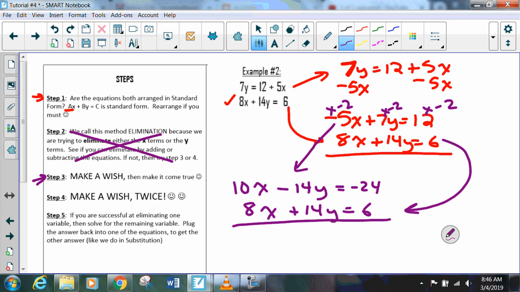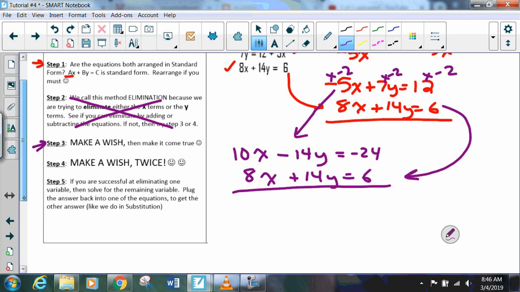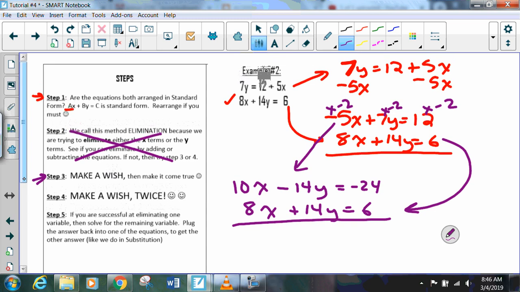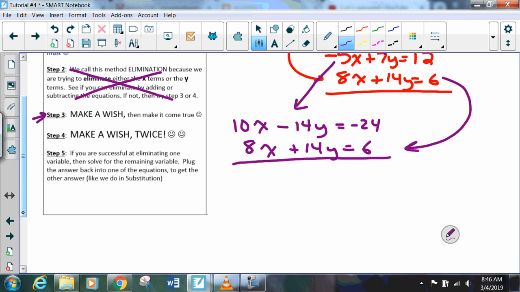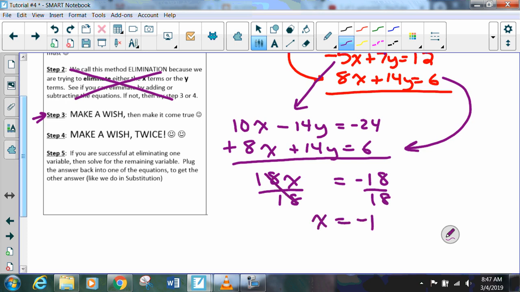And now we're really back to the previous lesson. We know how to do this. I'm going to go ahead and quickly do it. But the lesson here is, hey, we had to rearrange to get in standard form. Then we had to make a wish and make it come true. And now we're just simply adding the two equations together. This is a method called elimination that allows us to just solve systems pretty quickly. I kind of like this method. I don't know about you, but okay, x equals negative 1.